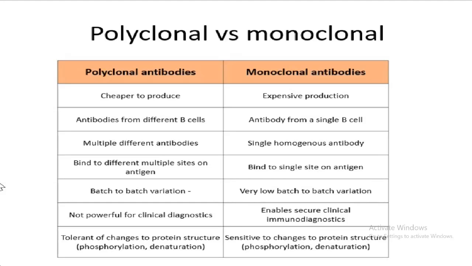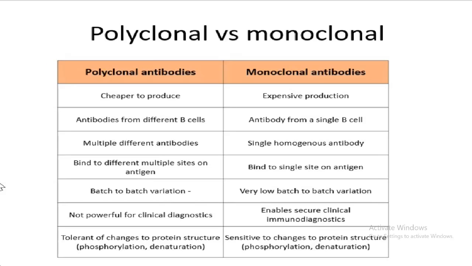Now, a disadvantage with polyclonal is you'll get batch-to-batch variation, which creates problems when you get to the clinical setting. Whereas the monoclonal has very low batch-to-batch variation, making it very useful for clinical applications in terms of precision, accuracy and reliability. Which leads us to the conclusion that polyclonal isn't great for clinical diagnostics, whereas the monoclonal is very, very useful for clinical diagnostics.